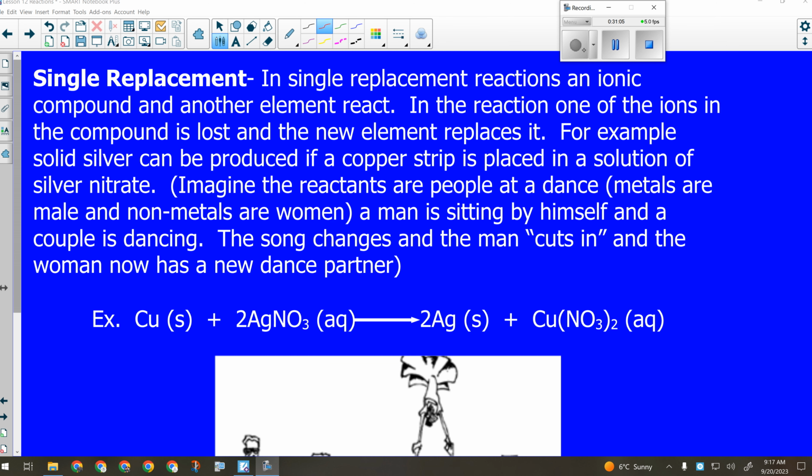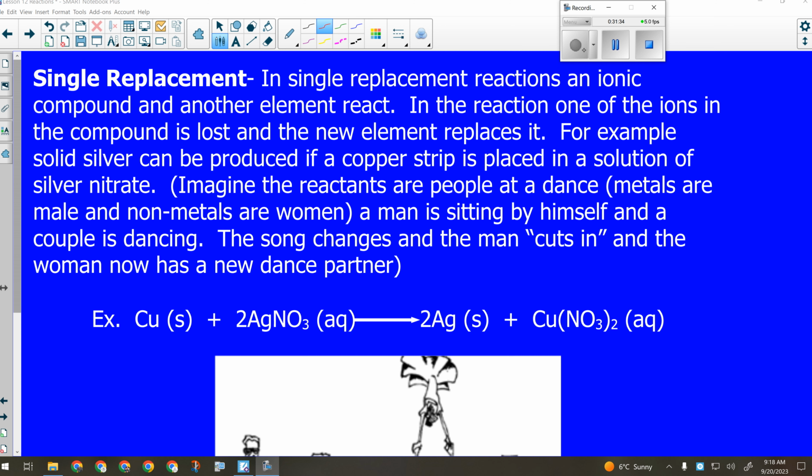Okay. So the last two reaction types we're going over are actually very similar. They are both replacement reactions, and they always involve ionic compounds. They're either going to be ionic compounds only, or they're going to be elements and ionic compounds. There will never be a molecular compound in a replacement reaction.